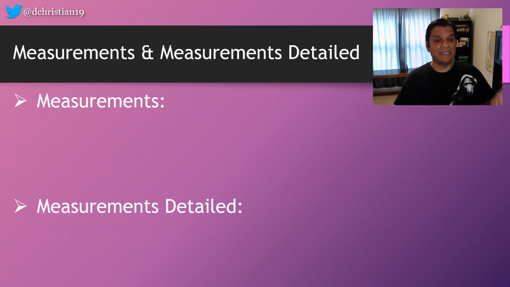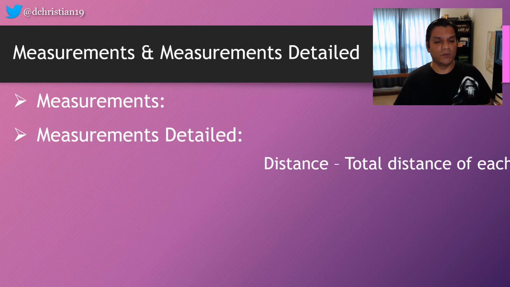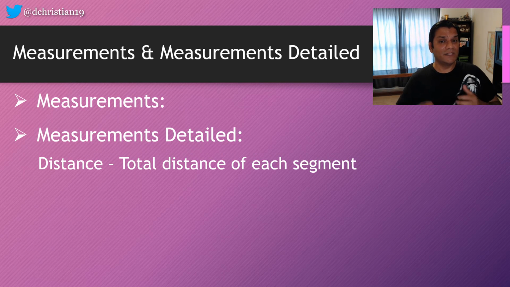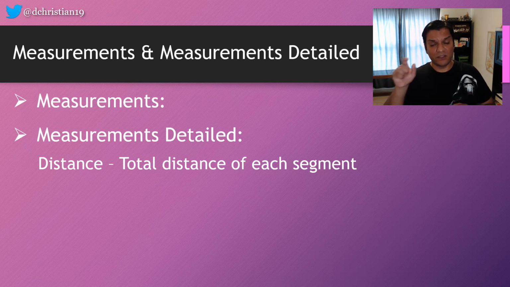Now in the measurement details, there's a lot more you can do. In measurement details, which is a subsection, there's something called distance. And in the distance, you can get the length or the total distance of each segment. So you see why it's so important that you understand the meaning of the term segment, because I can now get each and every distance or length of those segments. And that is how I'm able to do some calculations of area and volume and so on and so forth.